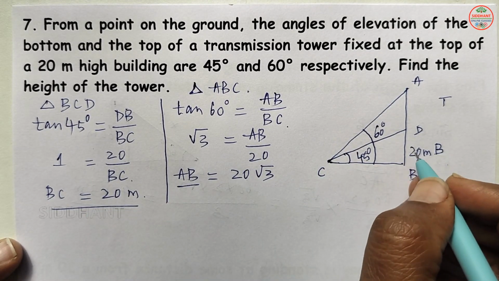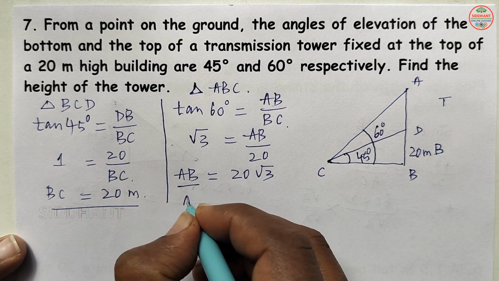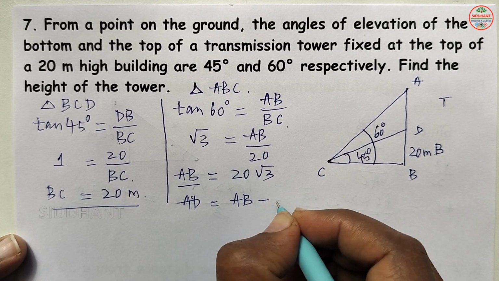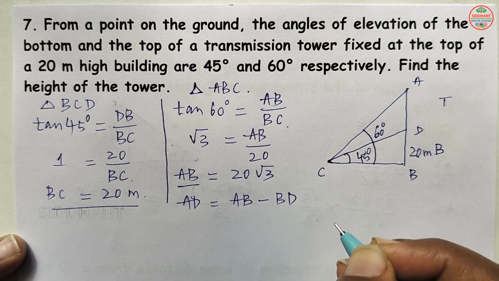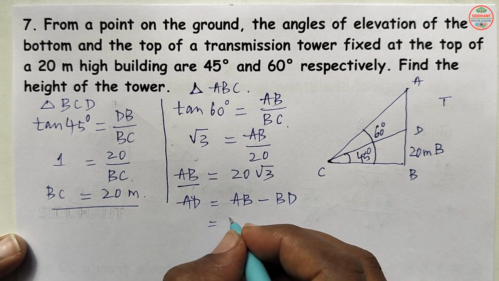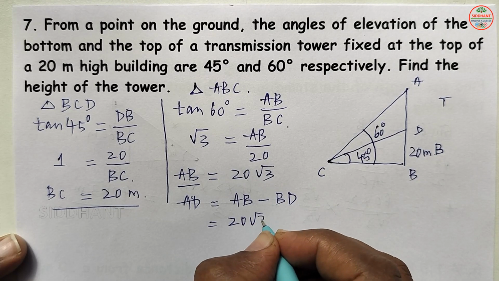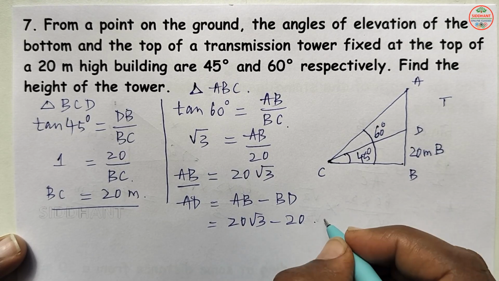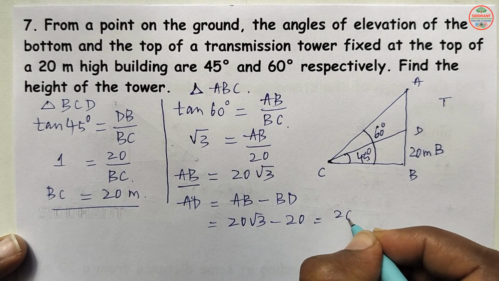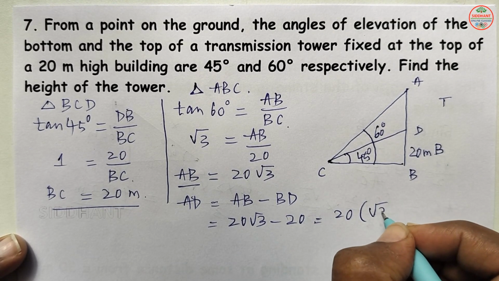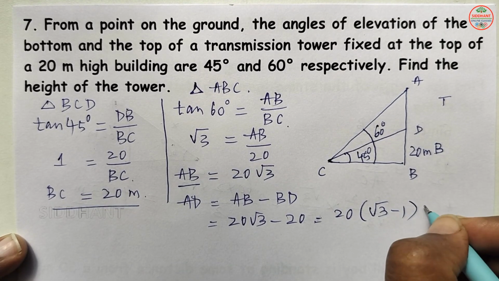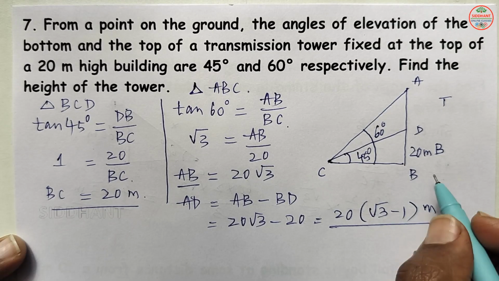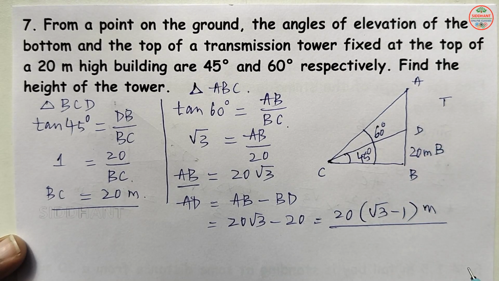So we are going to find out AD here. AD equals AB minus BD. AB is 20 root 3, minus BD, which is 20. Taking 20 common, we get 20 root 3 minus 1 meters. So this is the height of the tower, which is AD.